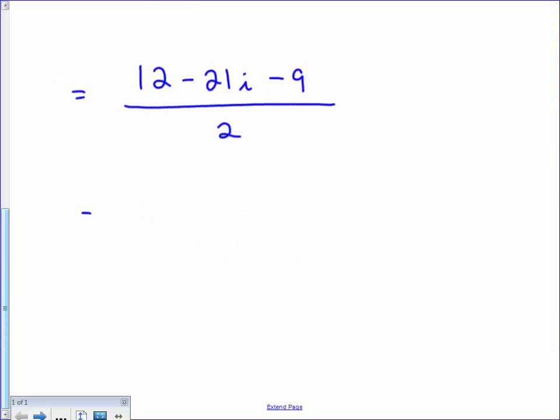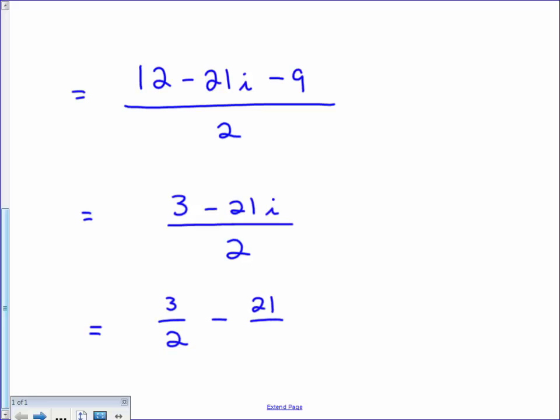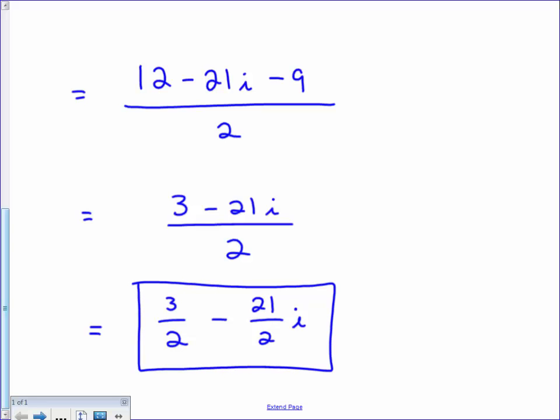From here, combine like terms that you have on the top, and so we would have 12 minus 9, which would be 3, minus 21i, all over 2. Now remember, when you have a fraction like this that's all put together in one piece, to write it in proper complex form, we would need to split it. So you would want to put your 3 over 2, and then minus 21 over 2, and place the i to the side of that one. And so that way you have a real part and an imaginary part, and this would be your final answer.